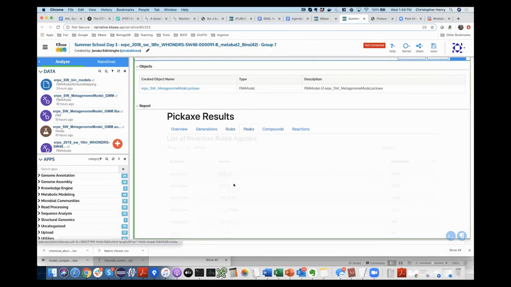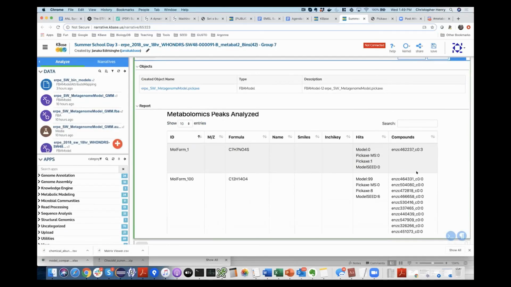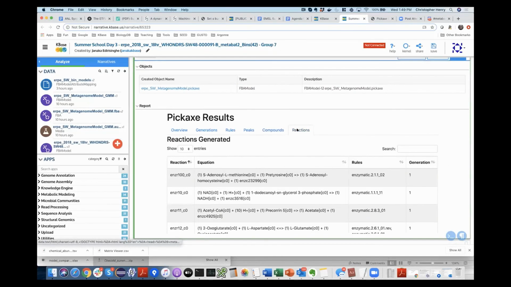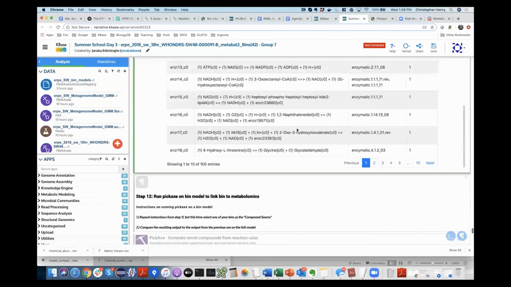And then the peaks. So this is all the peaks that you have and what compounds were found for each peak, and whether or not they were in the original model and Pickaxe or wherever. And for the compounds and reactions, currently it's only showing the first 100. I'm hoping to fix this, but it only shows the first 100.